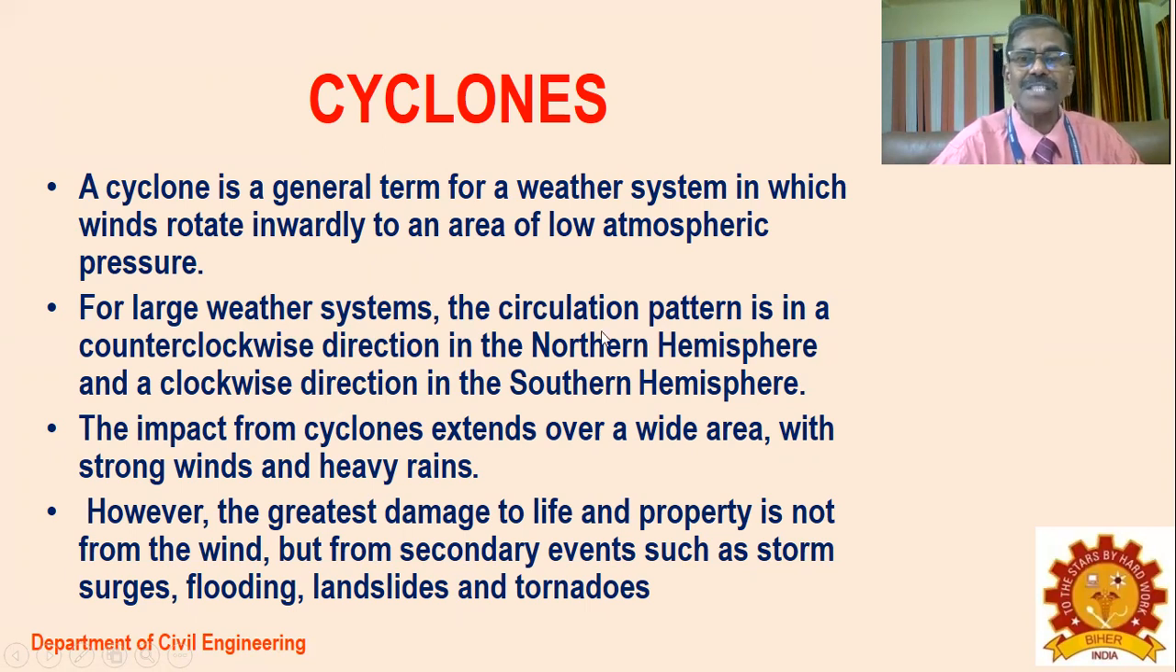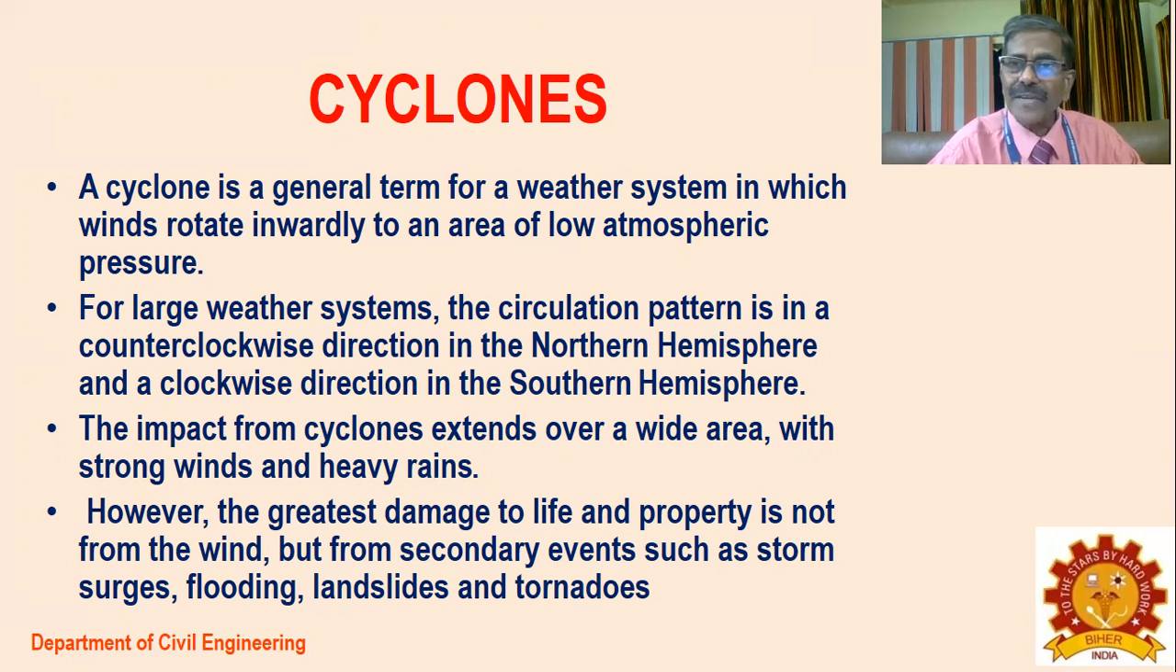So most of the countries in the northern hemisphere, including India, get a counterclockwise direction of wind in the cyclone period. The impact from cyclones extends over a wide area with strong wind and heavy rains. Because the cyclone develops from low pressure, it always collects clouds along with it, and it causes rainfall along with the wind pressure.